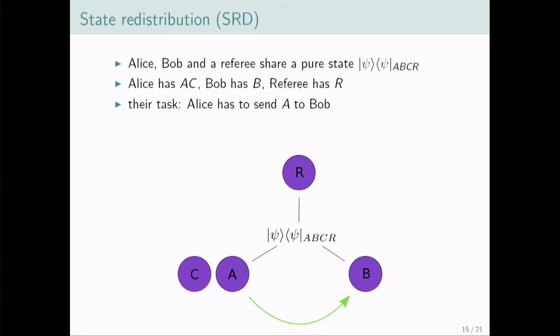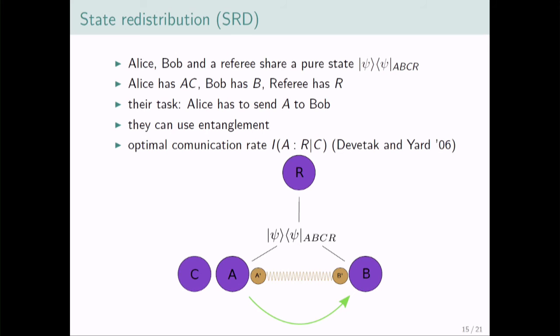So their task is that Alice wants to send her system A to Bob, while she can operate on A and C. But the task for Alice is to keep C and send A to B. To achieve this task, they can also use some entangled resource. And what is nice about this task, which one could also call quantum source coding with side information at both the encoder and the decoder, is that the optimal communication rate that is necessary for Alice to send this system is given by the conditional quantum mutual information. This was shown by Devetak and Yard.